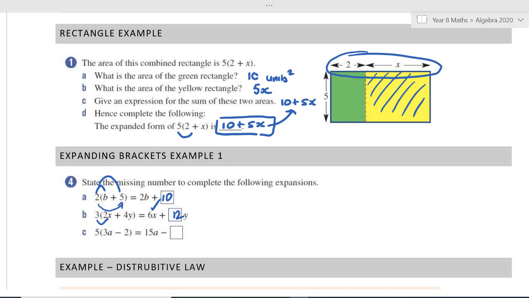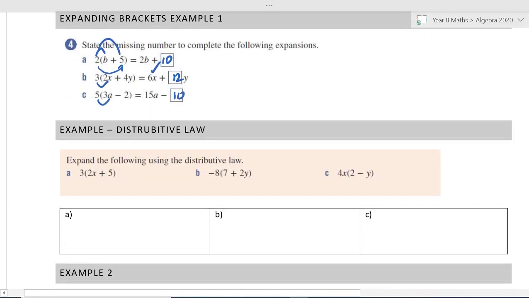What about then, what's a positive times a negative? We know a positive times a negative is a negative. So what goes in here, Venetia? We've got 5 times 3a is 15a. 5 times negative 2 is negative 10. Notice the negative's already been given to us. So girls, that's what we're going to be doing, expanding brackets, and we can see that using those rectangles, the distributive law.